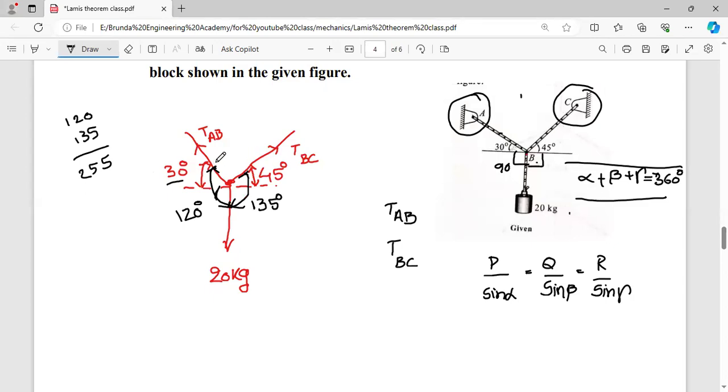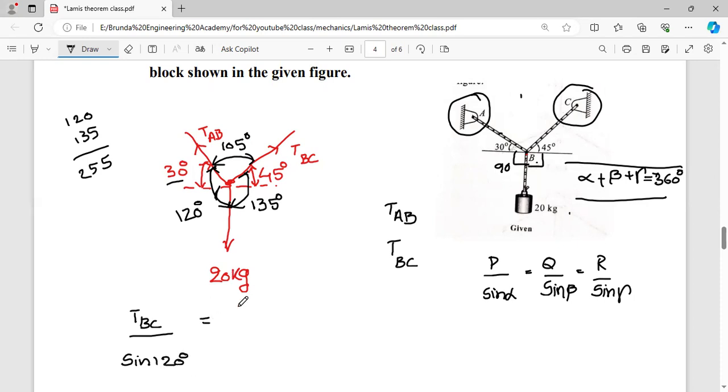So the remaining angle is how much? 45 plus 60, 105 degrees. So if you take total angle, it is the 360 degrees. Now apply the sine rule or Lami's theorem. First of all, TBC. Consider TBC by sine. What are the other two forces except TBC? TAB and 20 kgs. So what is the angle between these two forces? That is 120 degrees.